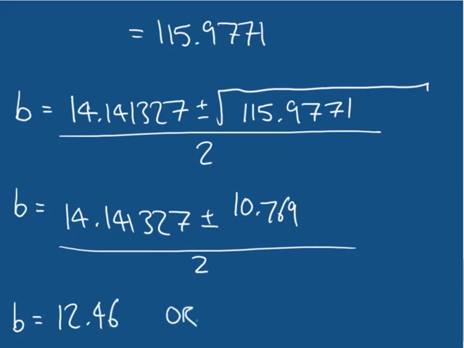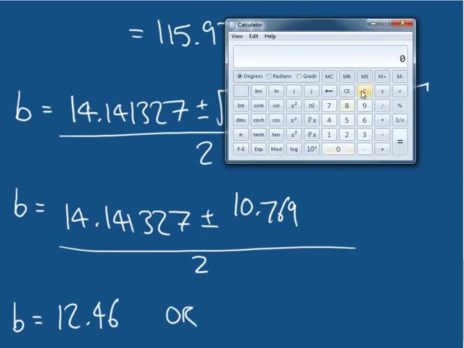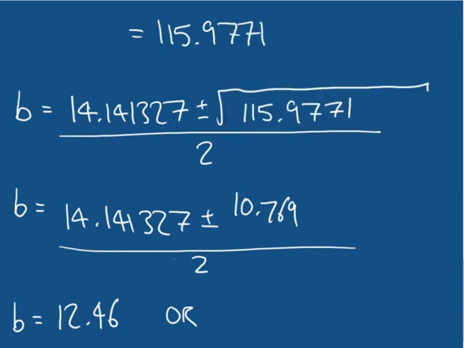Or it's equal to, if we clear this out, 14.141327 minus 10.769. That's equal to 3.37. We divide that by 2, and that gives us 1.69. So the two possible values are 12.46 or 1.69. They are the two lengths of edges you should have got.